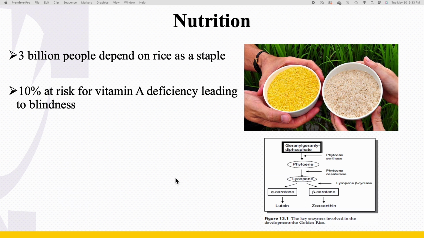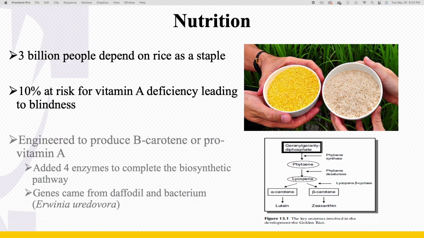Previously, I had mentioned this thing about nutrition. One of the things that we'll talk about later on in the course is golden rice. In Africa, they had children who weren't getting enough vitamin A, and it was actually leading them to blindness. Some children were actually dying from this.